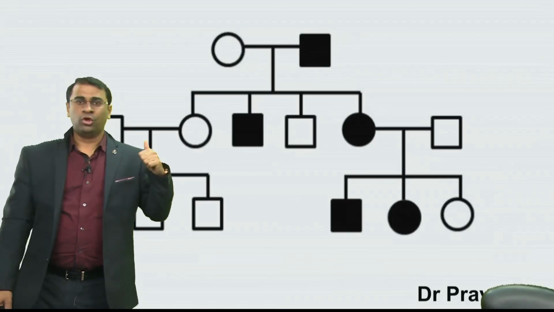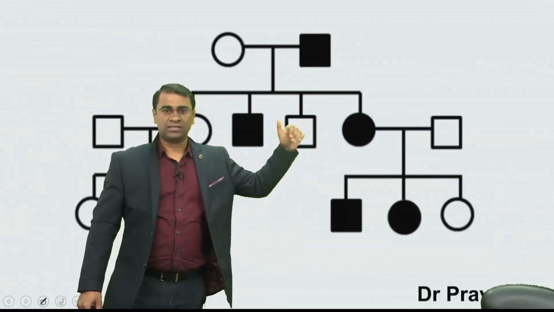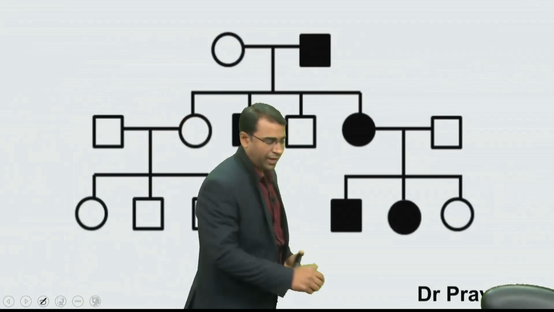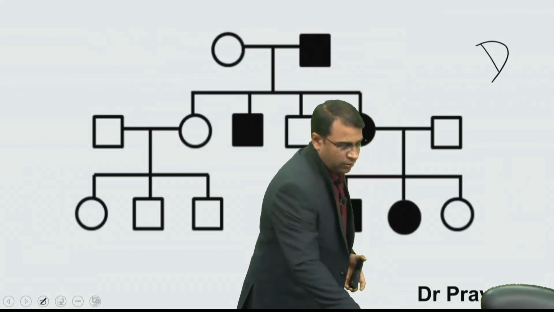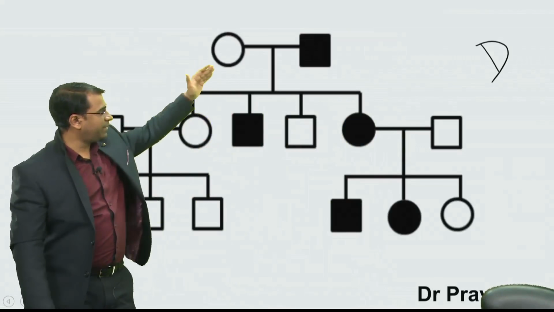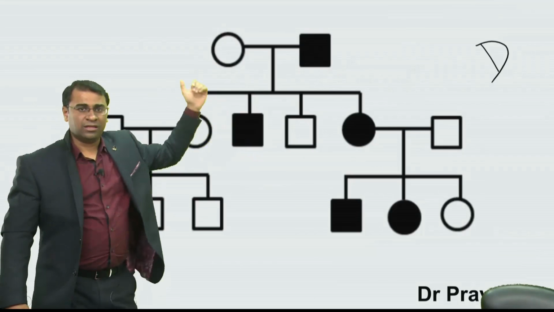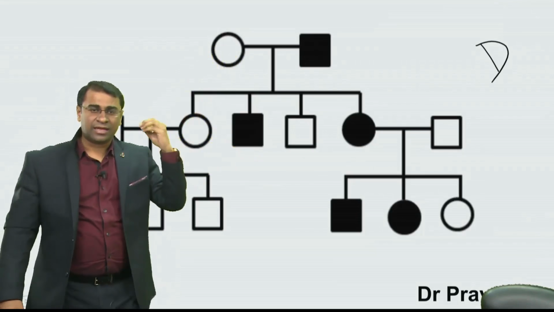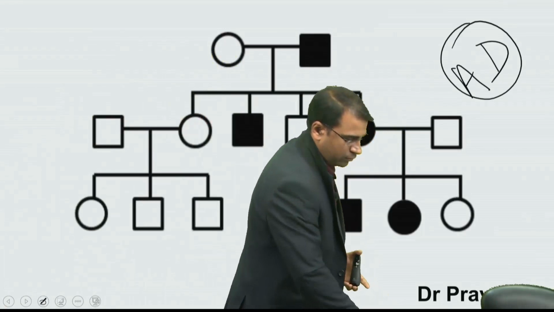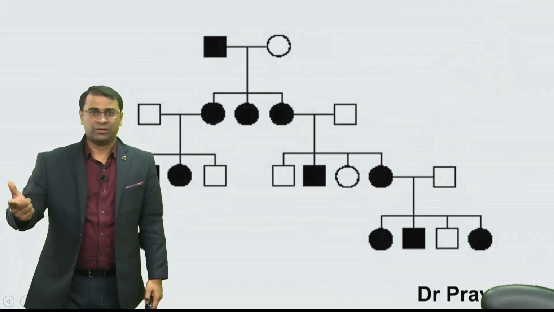Apply my 2 rules. Rule number 1: is either parent diseased? Answer is yes. Write it: dominant. Now see, do you see anywhere a male giving to son? Yes, male is giving to son. Can it be X-linked? No. Autosomal dominant. Next one.